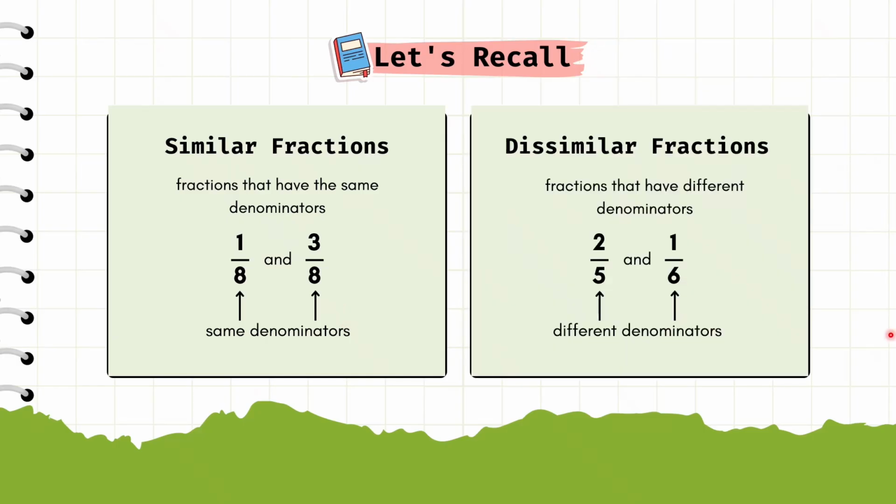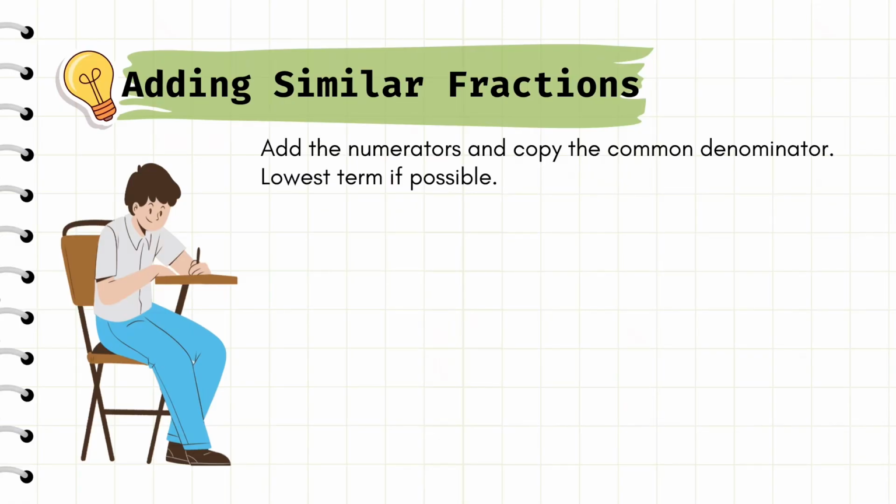At meron namang tinatawag na dissimilar fractions. Pag sinabing dissimilar fractions, these are fractions that have different denominators. Let's say 2/5 and 1/6. The denominators are 5 and 6. Magkaiba sila. So ang tawag sa kanila ay dissimilar fraction. Paano nga ba mag-add ng similar fractions? So, add the numerators and copy the common denominator. Then, lowest term if possible.